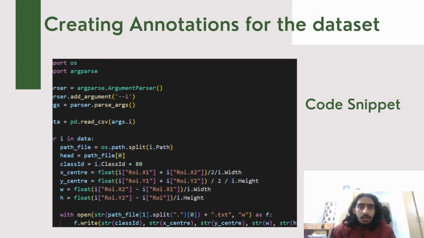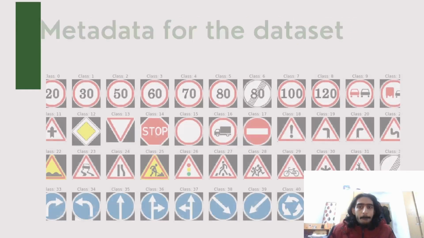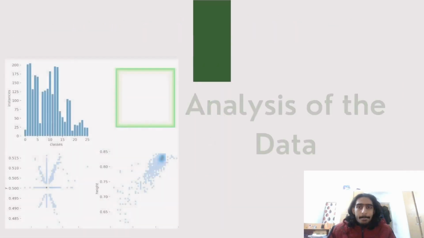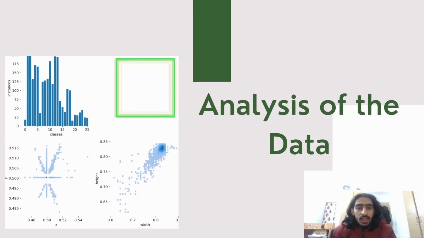Firstly, we created the annotations for the GTSRB dataset with the help of the CSV provided. The CSV already had the details of the bounding boxes and their coordinates. So we just created the annotation files in the YOLO format. This is the metadata for the dataset. We performed analysis on the data and we found out that the classes were not balanced. So we balanced the classes.